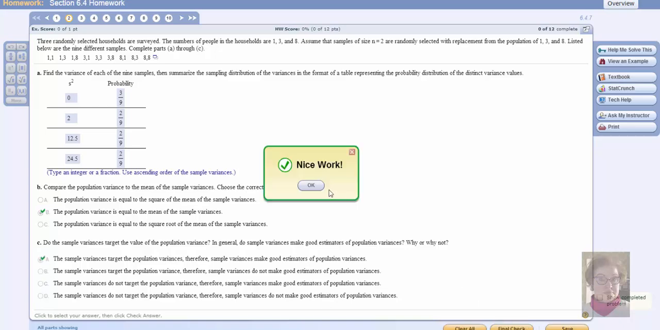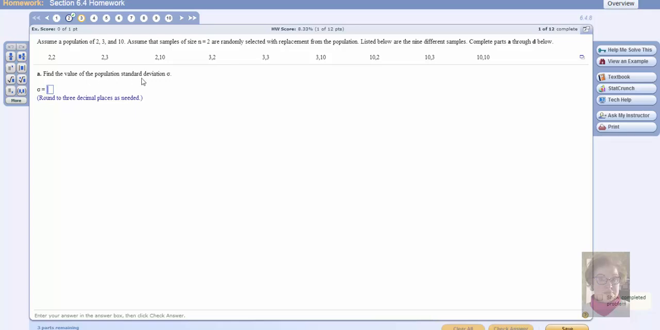And that's how you do these problems. So in number 3, you're looking at the standard deviation. And notice we can take this into StatCrunch because you're finding the value of the population standard deviation. This is the unadjusted standard deviation.